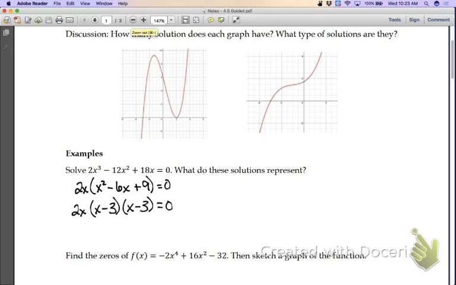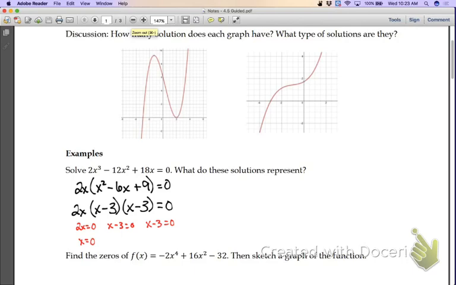So if I'm going to solve these, what do I need to do with each single part? What do I need to do with the 2x? What do I need to do with the x minus 3 and then the other x minus 3? Set them equal to 0. So if I set 2x equal to 0, and I set x minus 3 equal to 0, and I set the other x minus 3 equal to 0, what are my 3 solutions?